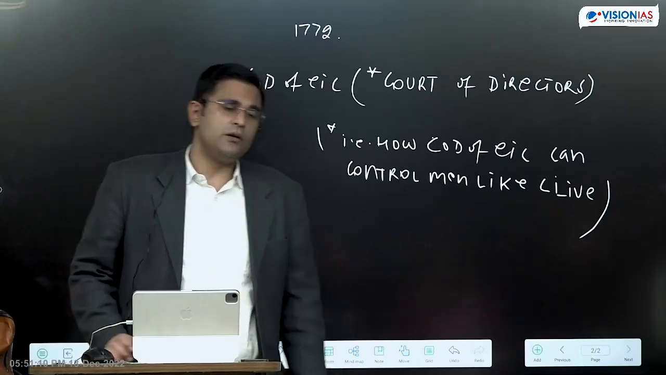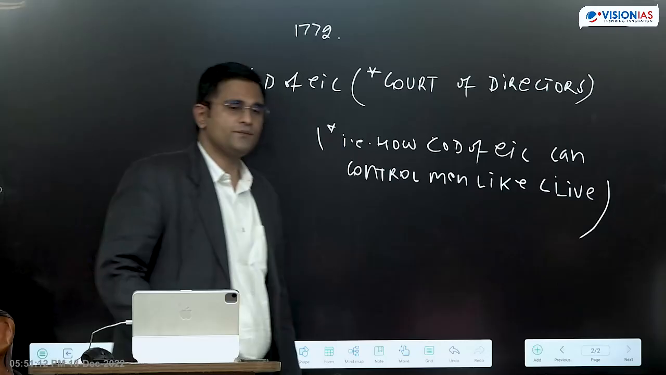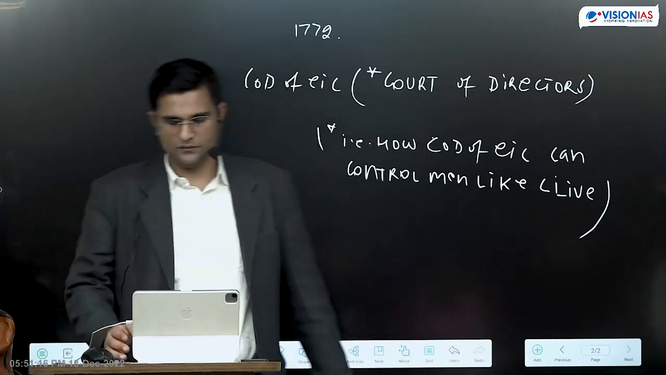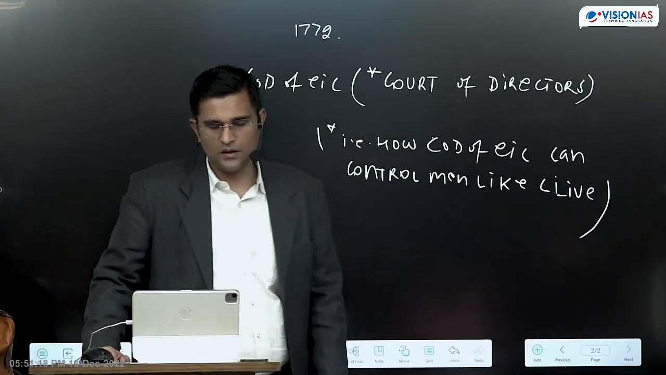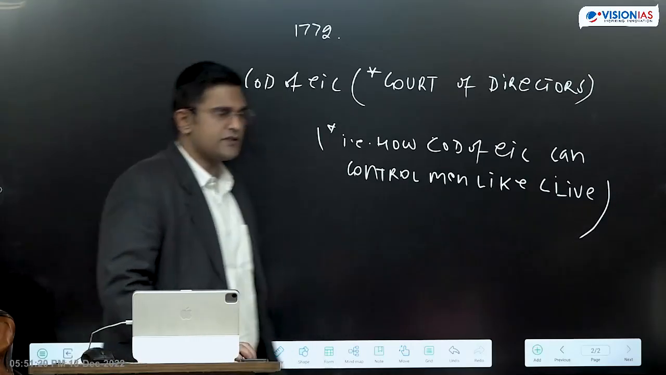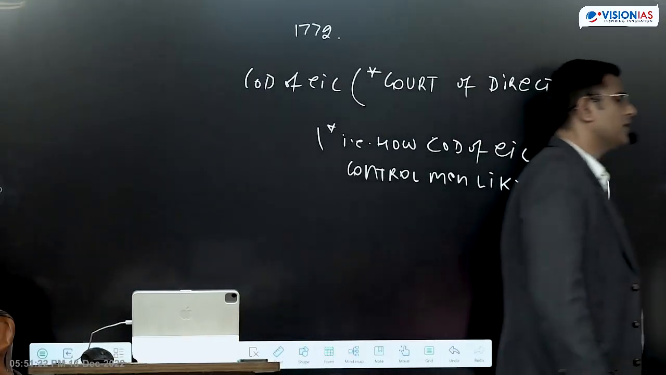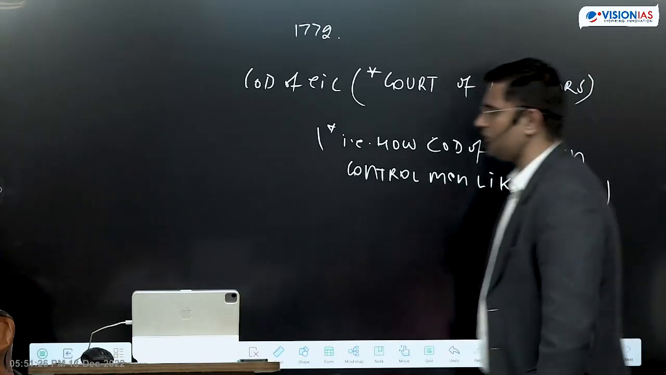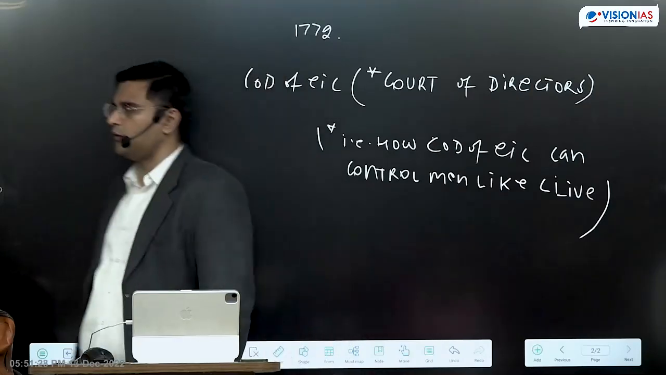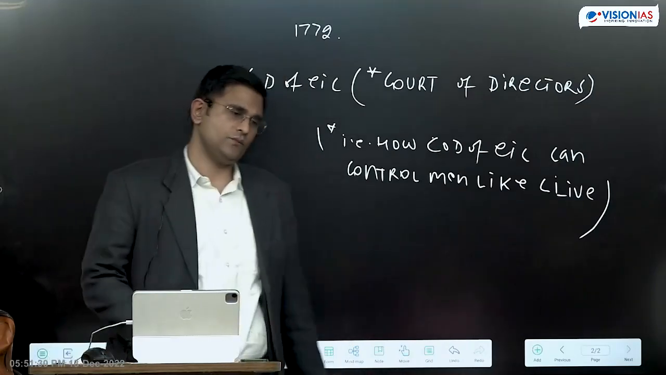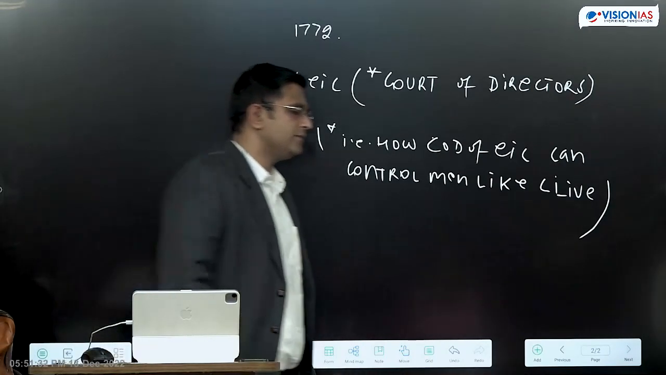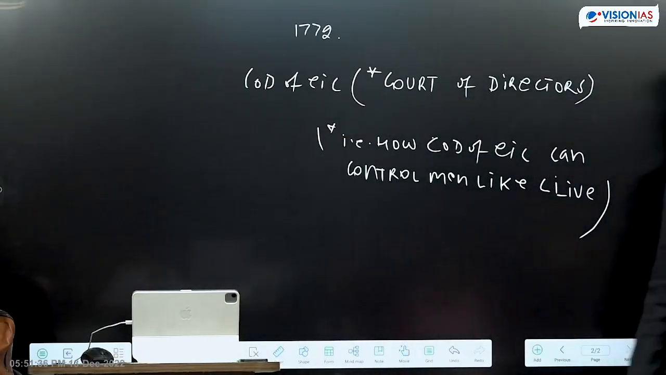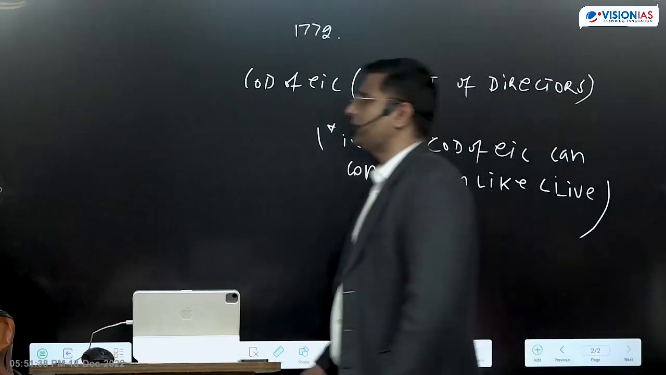Result, result क्या है इस कमिटी का? Result is equal to: EIC was allowed to continue its monopoly over trade with India.